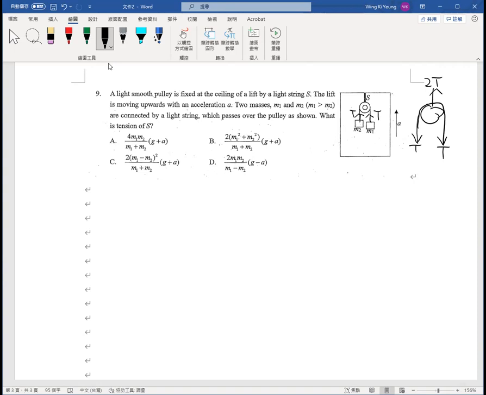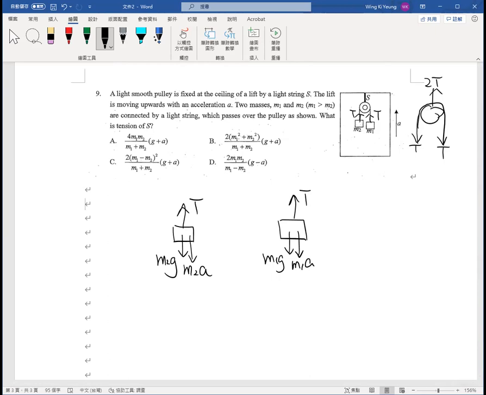Then we need to consider the reference frame of the lift. Then for the free body diagram of M2, there's weight, there's upward tension, and also there is an inertial force M2A. And then for M1, there's downwards M1G and M1A and also a tension upwards. That's it. No other forces.